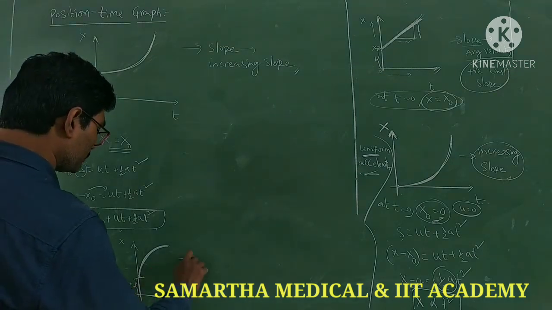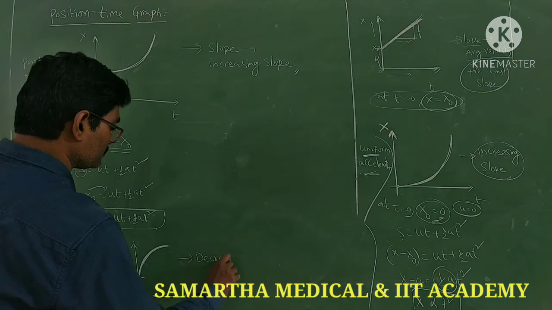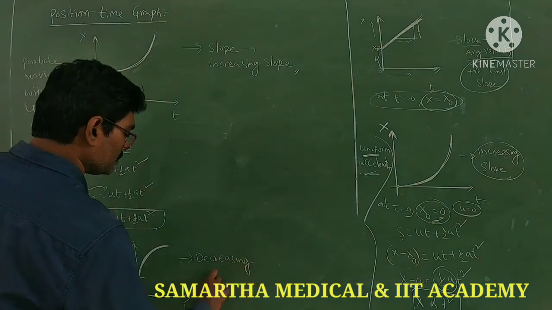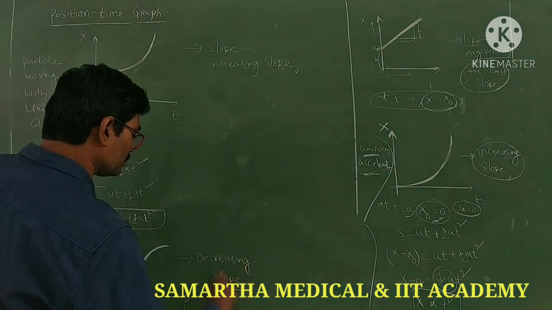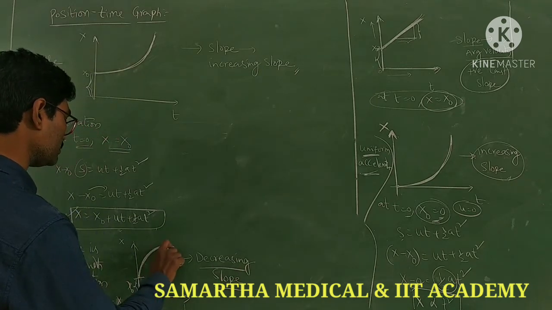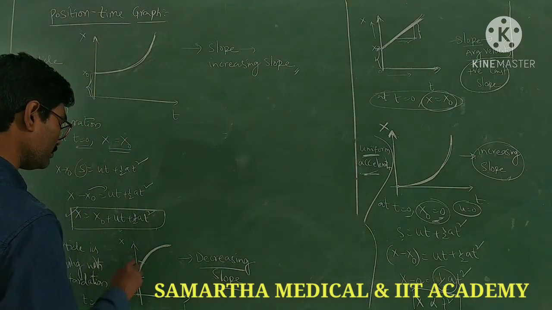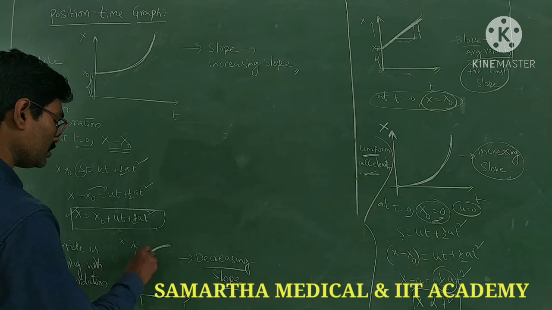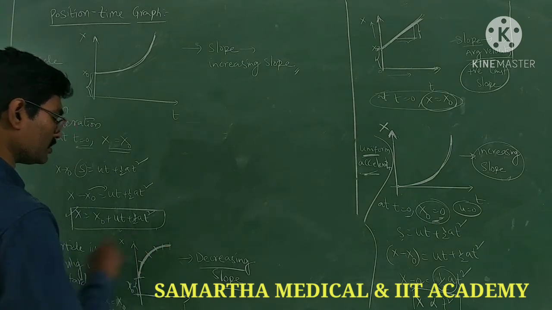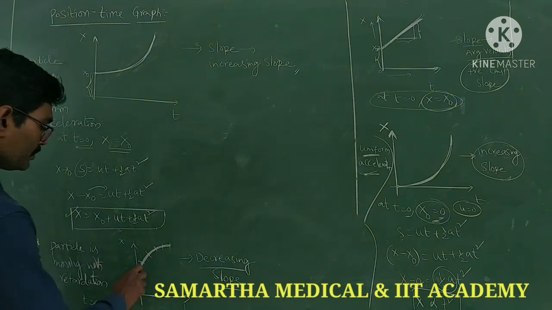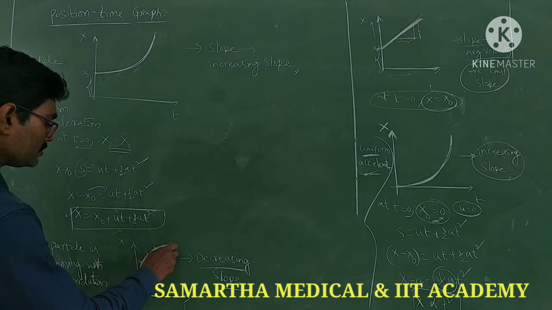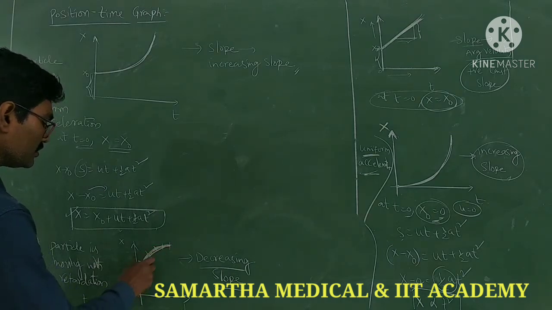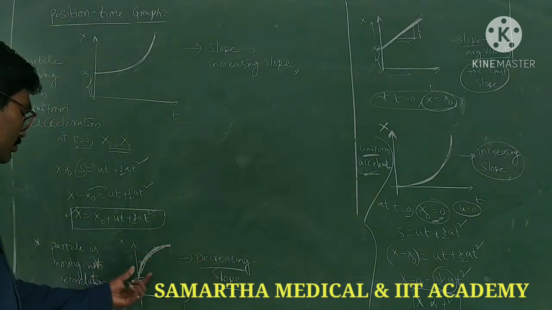So what does it represent? Decreasing slope. You are getting a curve like this, which means between two points, here the slope is more, here it is decreasing, here still decreasing. As time increases, the slope is gradually decreasing. So that is an example.